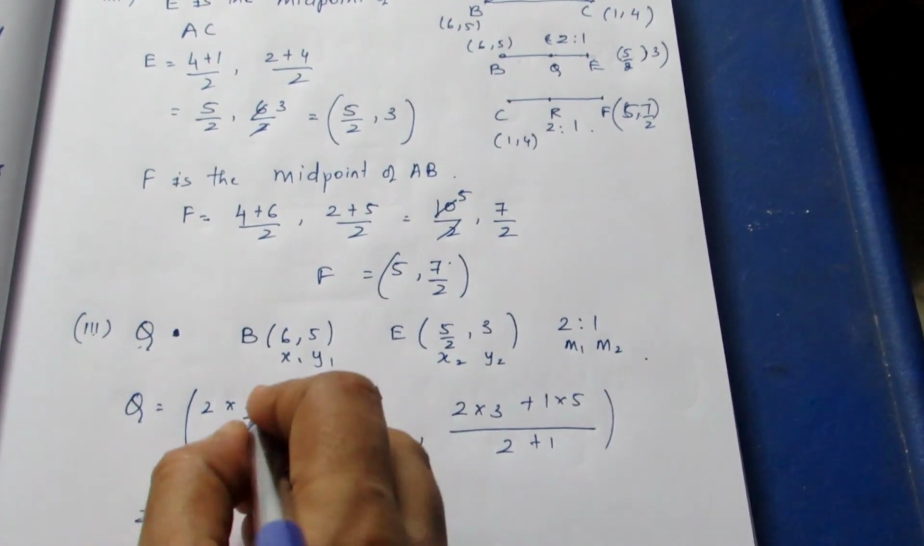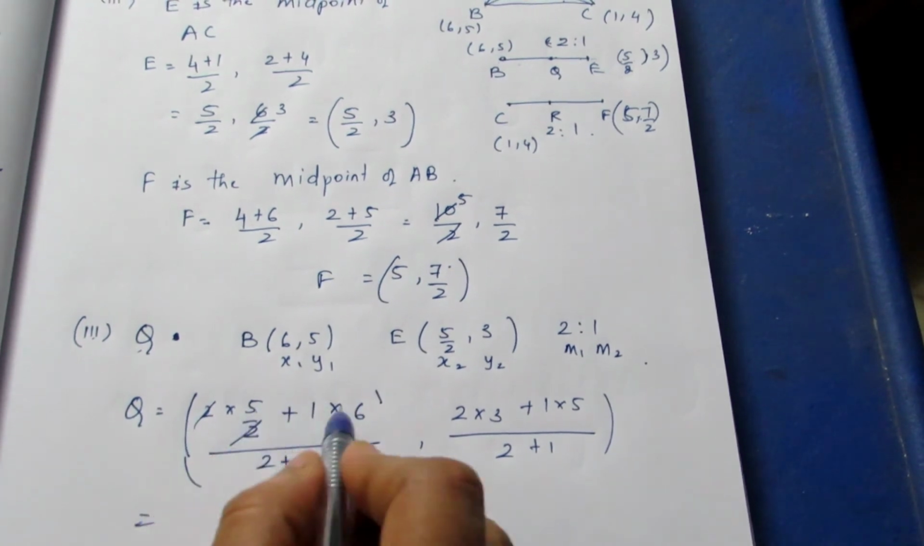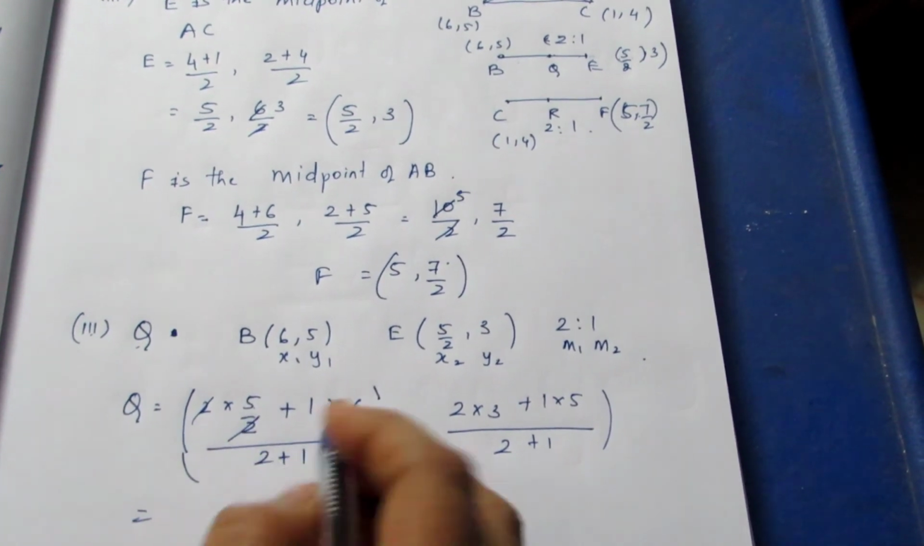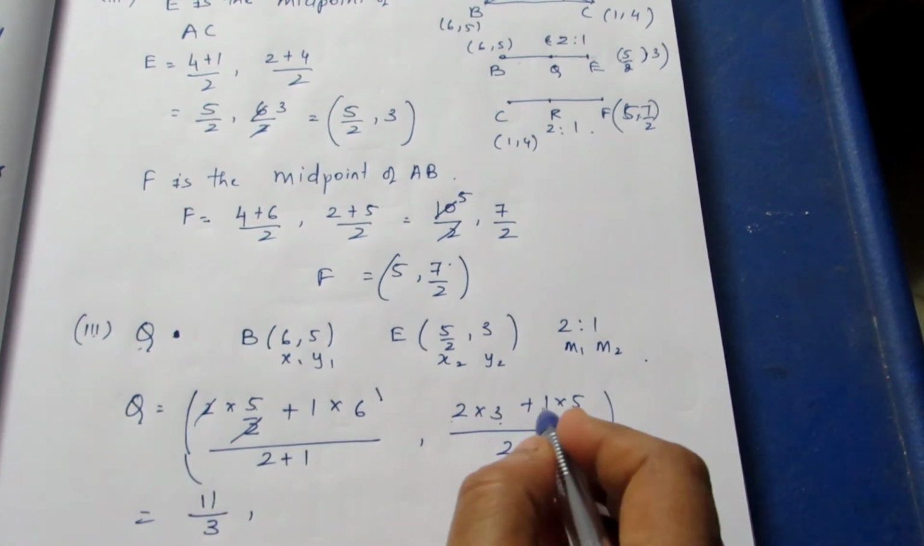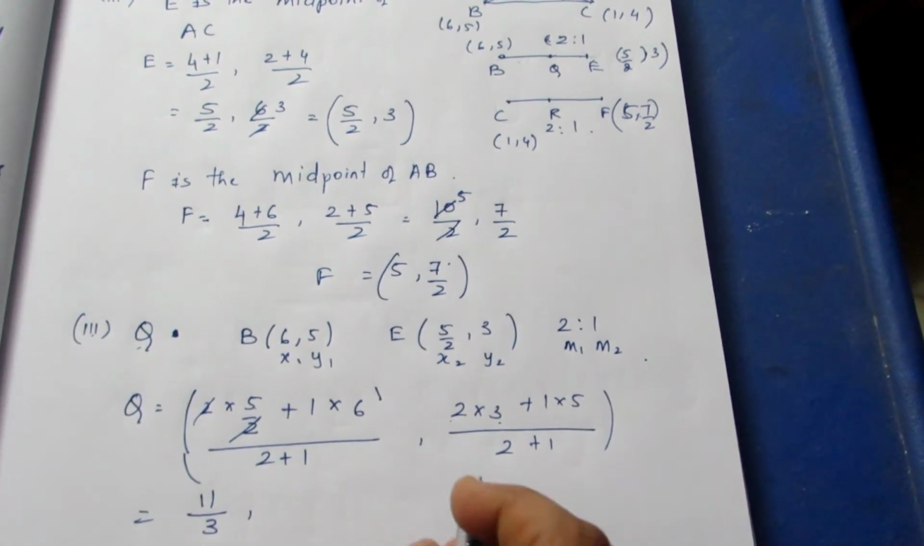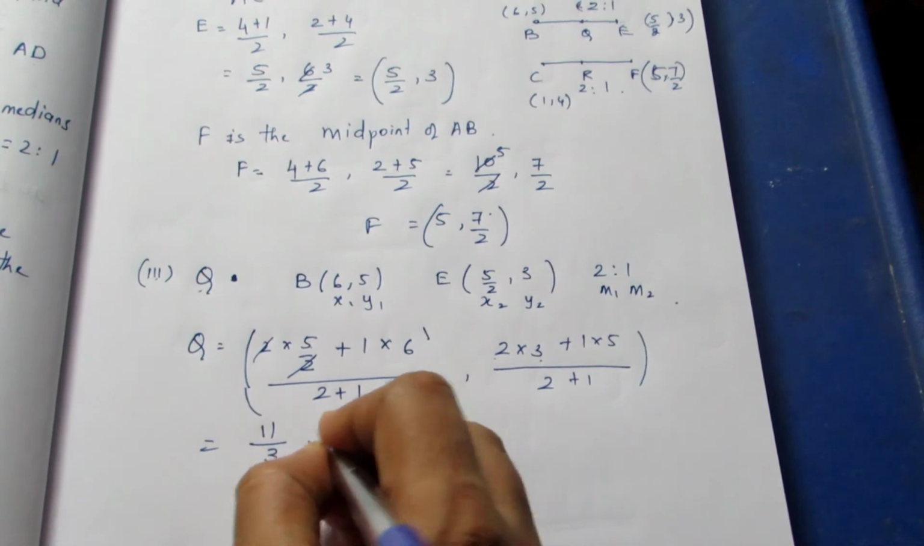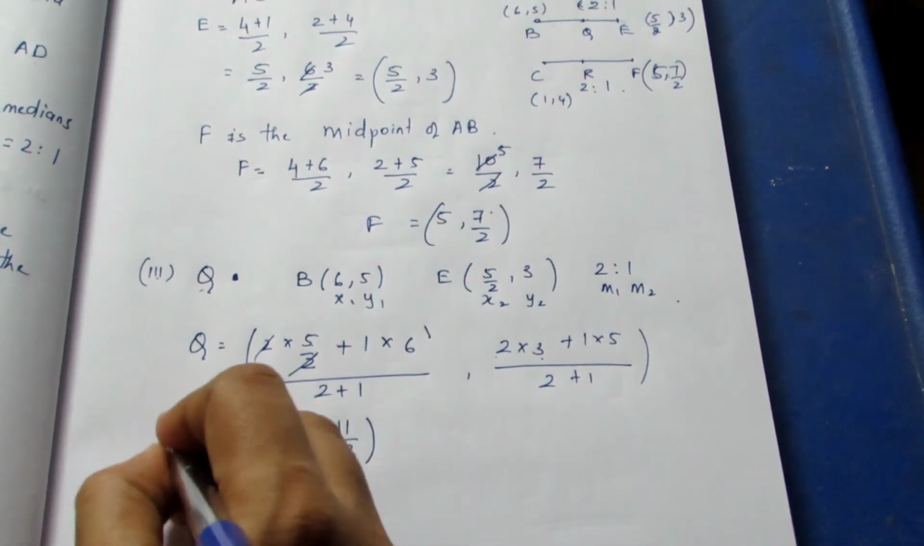Now we can solve this by cancelling. This becomes 5 plus 6, which is 11 by 3. Here 6 plus 5 ones are 5, so 6 plus 5 will become 11. So again 11 by 3. Q point is 11 by 3, 11 by 3.